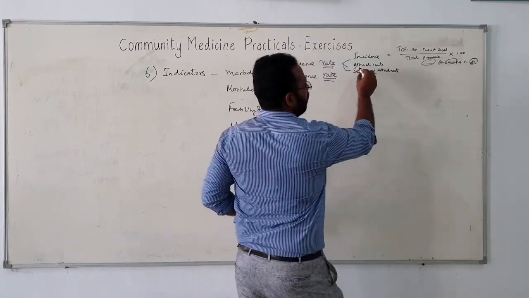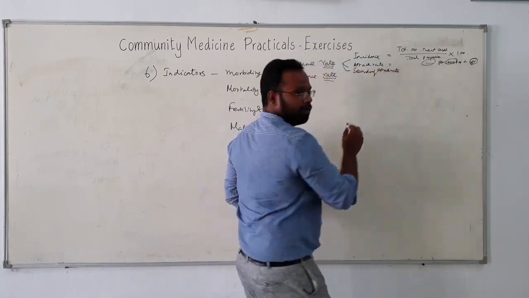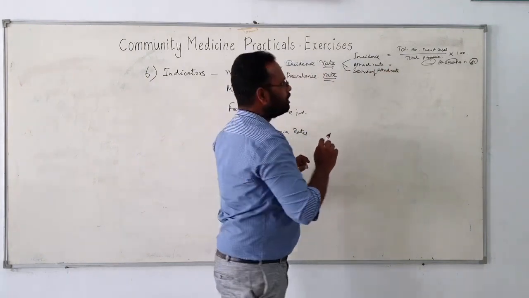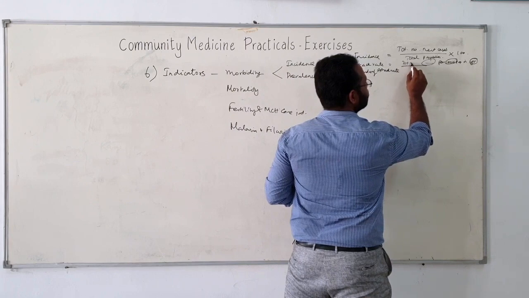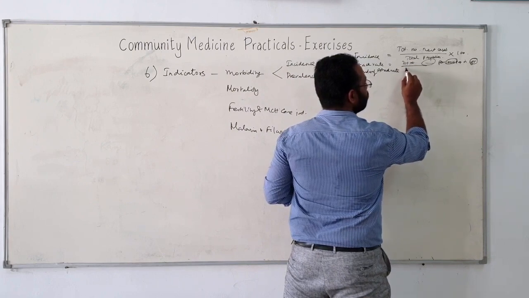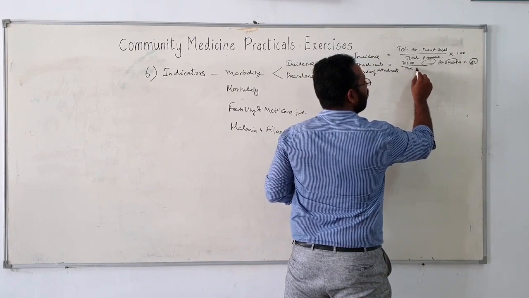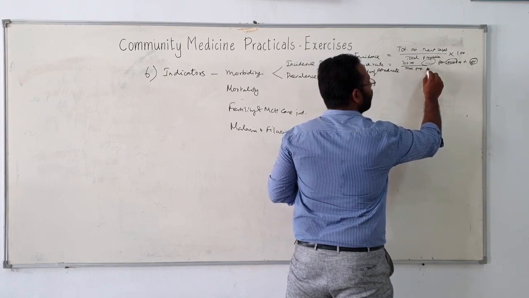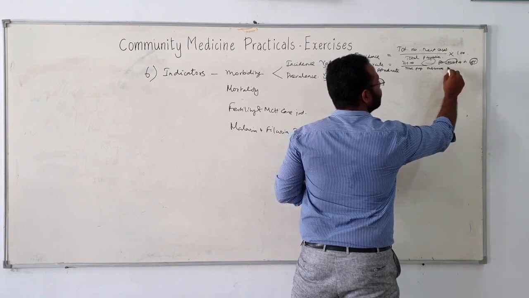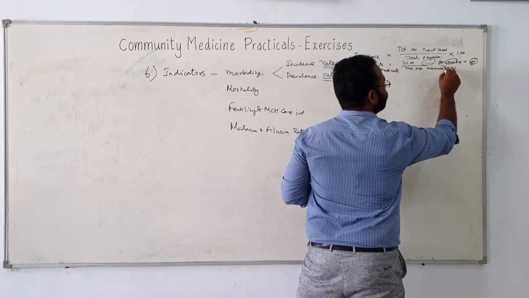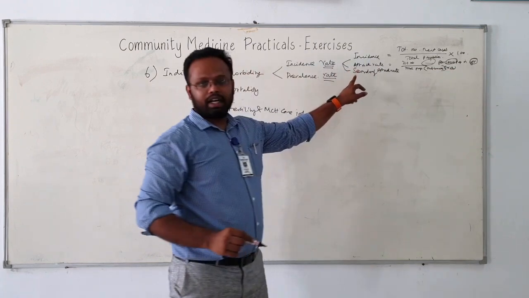Then you have attack rate. Attack rate is the same as your incidence. Only the thing is, in the denominator, here it is the total population during epidemics, that is during outbreaks, the population at risk. These two are the important things in the attack rate.